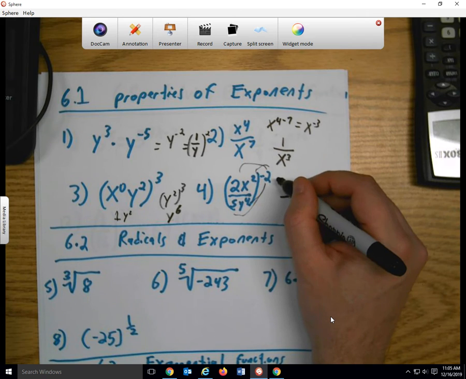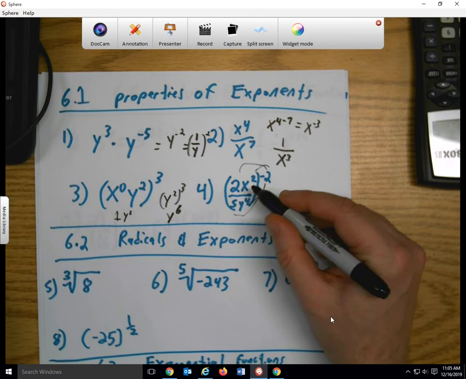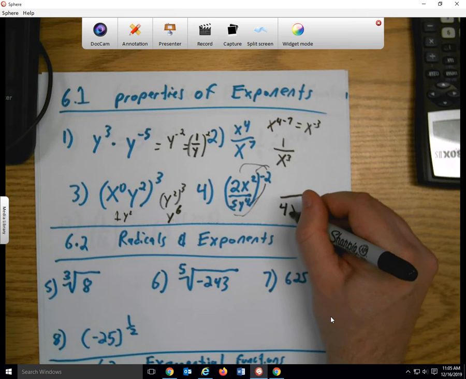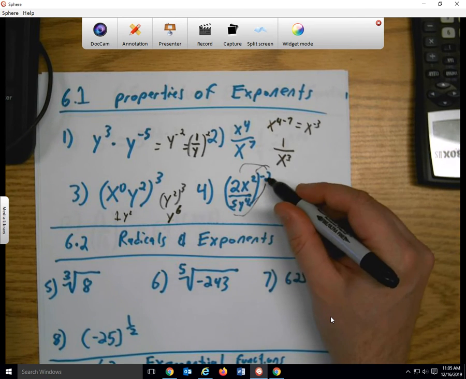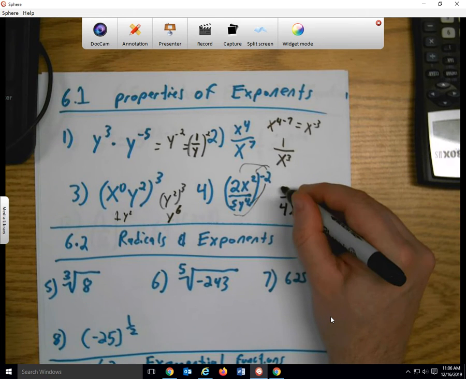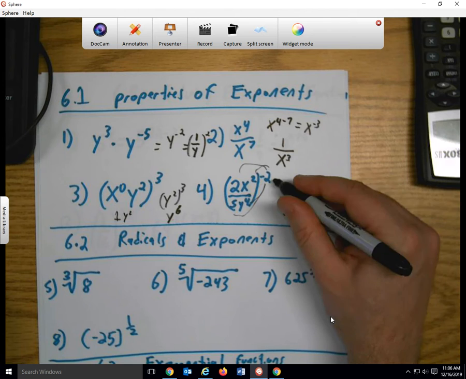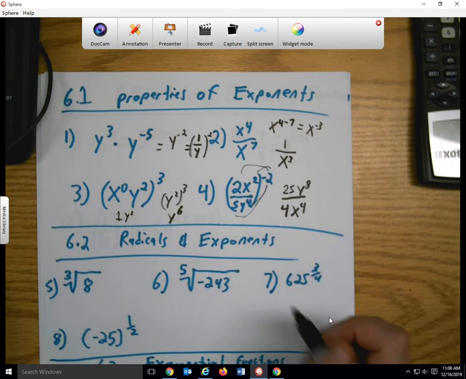2 to the 2nd power would be 4. Power to a power is multiplying. That also would be 4. 5 to the 2nd power would be 25. It's right on top because it's going. Y to the 4th to the 2nd power would be y to the 8th. That's the answer.